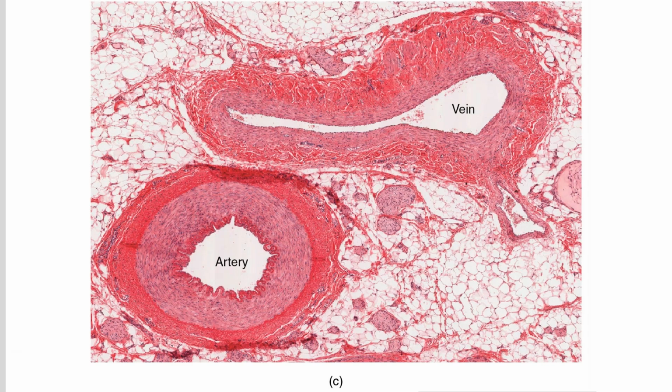Now, notice that the wall of the artery is thicker than the wall of the vein. That's because the tunica media in an artery is thicker. There's more smooth muscle in the artery. Also notice that the artery is staying pretty much in a circular profile, even though there's no blood in it, while the vein has collapsed.